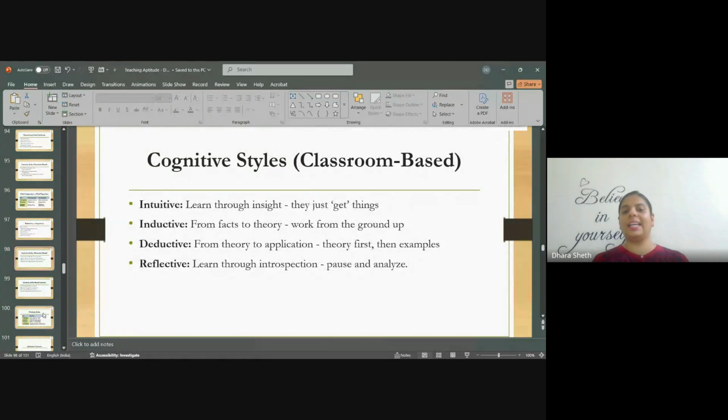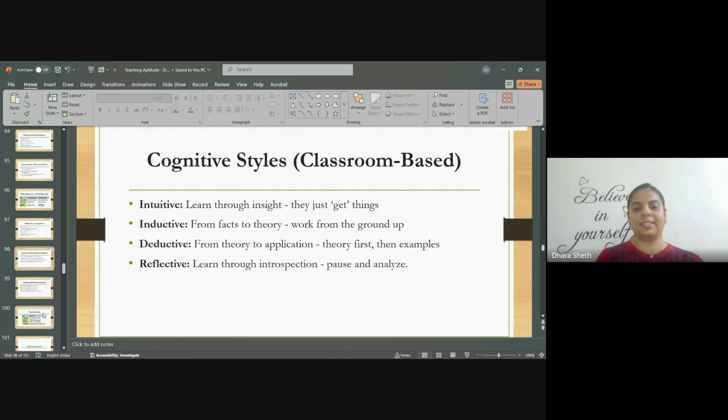Cognitive styles, again, classroom based. In a classroom, students can learn 4 ways. This needs a bit of understanding, so please pay attention. Intuitive. You speak something and they understand it. Bas samajh aa gaya. So they just get things, they just understand it. Intuition. Learn through insight. You said something, inside they understood something.